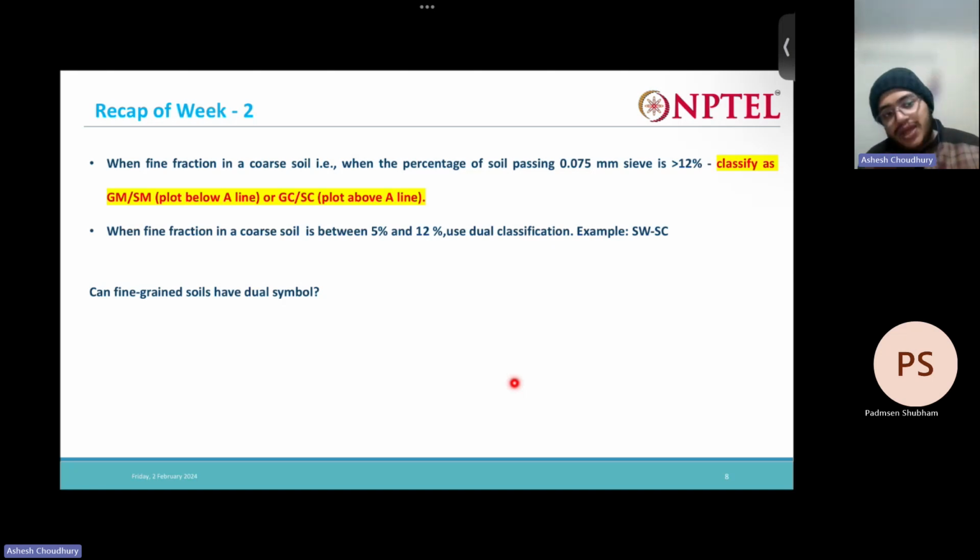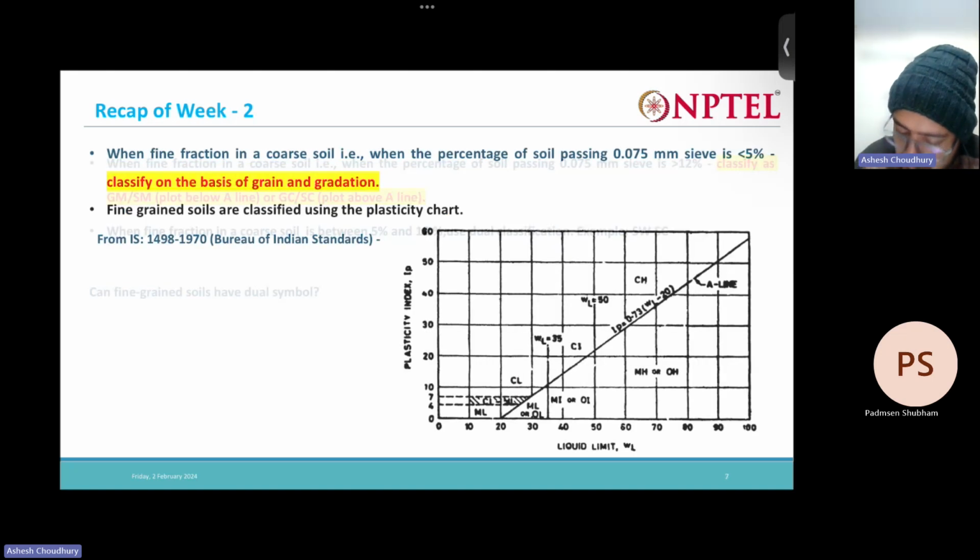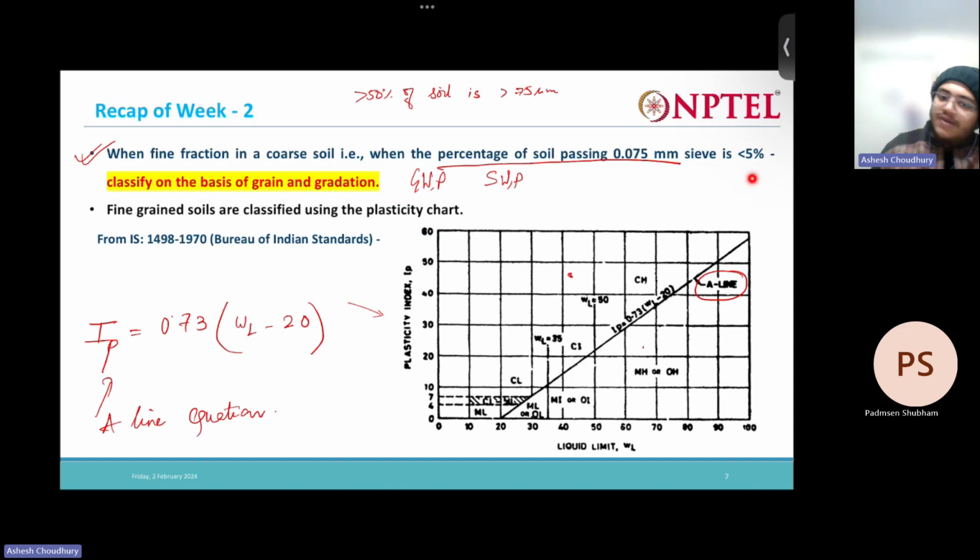Now, when the fine fraction in a coarse soil is less than 5%, that time we are classifying using this. Either it will be GW, GP or SW, SP.